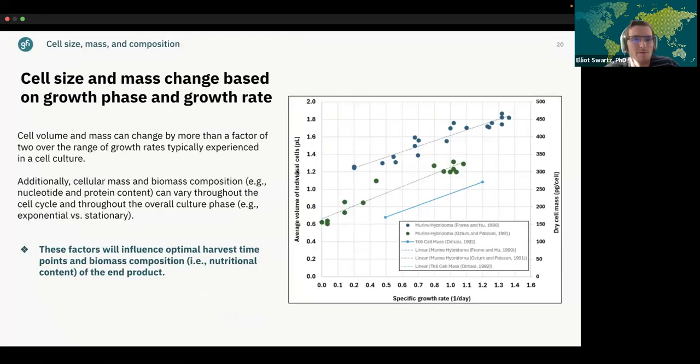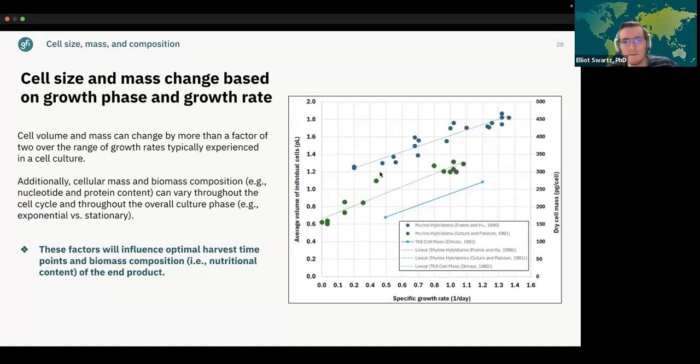One of the other interesting observations by looking at the literature is that, if you look at the mass and volume of a cell over the span of typical growth rates that it will experience in a cell culture, you can see that the volume and the mass can change by more than a factor of 2 during this time. Not only does the mass change, but also the biomass composition will change. So nucleotide and protein content, for instance, can vary based on the cell cycle and also the overall phase of the culture, whether it's in exponential or stationary phase, for example.